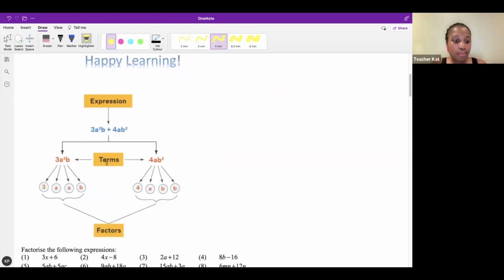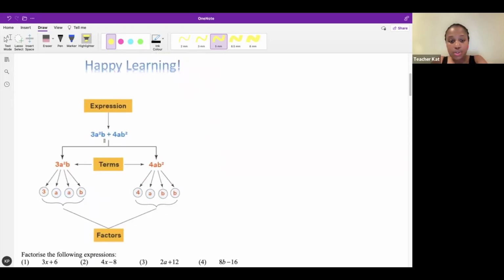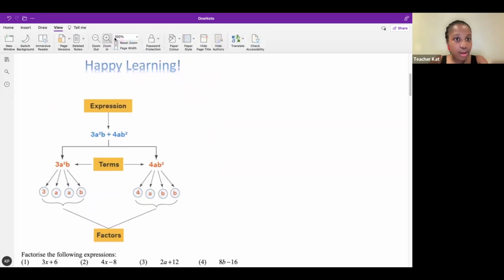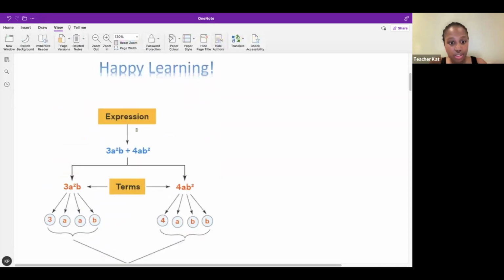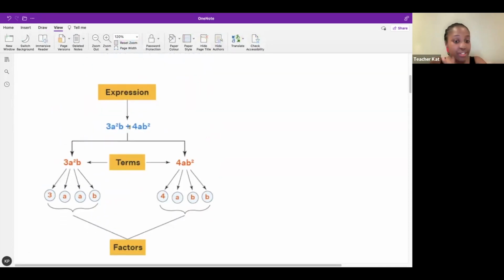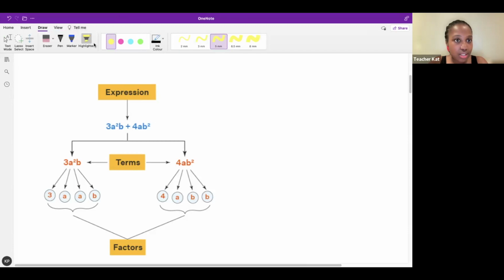All right. Now, let us look at the expression I have here. I'm going to zoom it in a little bit. I have an expression, right? 3a squared b plus 4ab squared. That is my expression because it is separated by a plus sign.